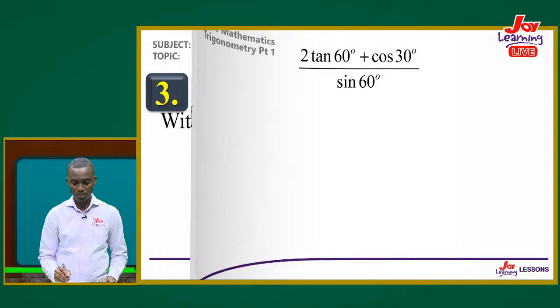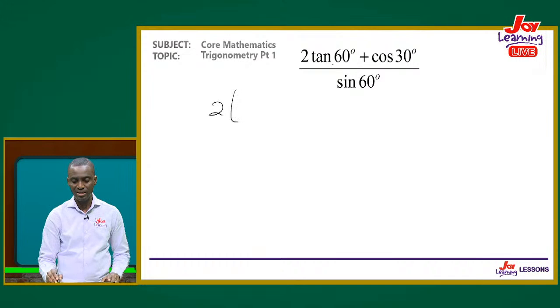So once again, we have 2 into bracket tan 60. What is tan 60? From our previous lesson, we can say tan 60 will give us just root 3.